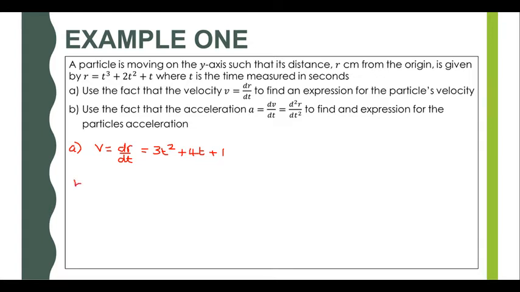So then for part B, we're going to use the fact that acceleration is the rate of change of velocity with respect to time. So we differentiate the previous answer, but we can also write this as d squared r over dt squared, so the second derivative of our original function. So acceleration is equal to 6t plus 4.